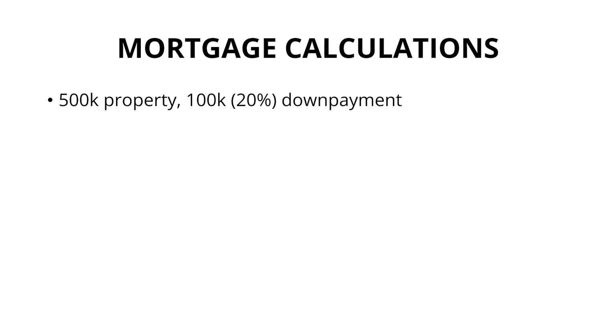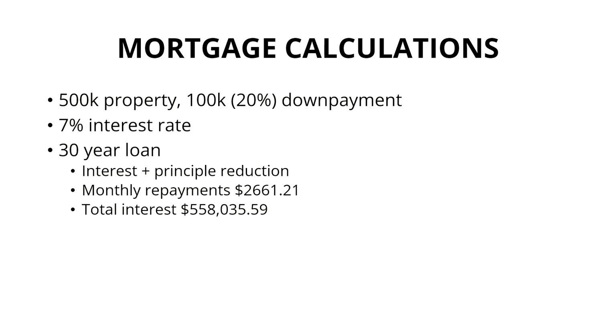So let's talk about mortgage calculations. I'm going to go low. So we start with a $500,000 residential property, which needs a 20% down payment of 100K, and then you can loan 400,000 from the bank. Now, let's say a 7% interest rate, although I heard that interest rates are now at 8%, and a 30-year loan.